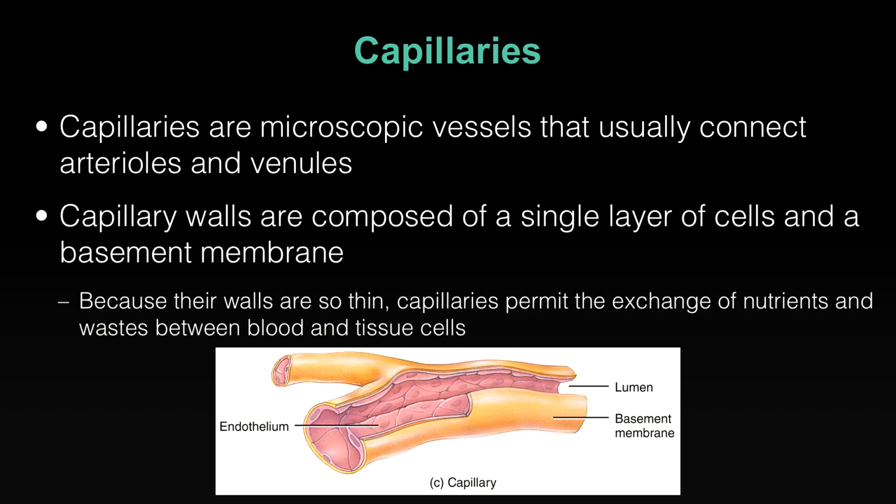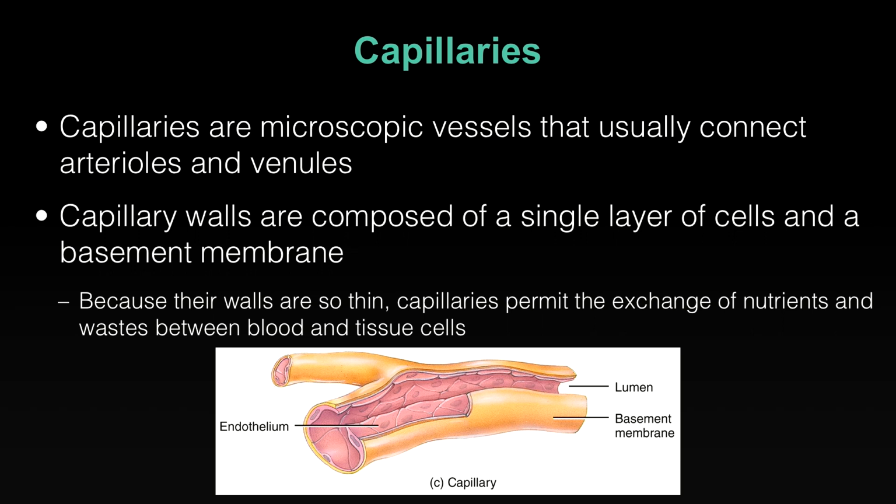And they can only fit in single file, one at a time. So single layer of cells, basement membrane, and it's because they're so thin that they do the job of exchanging substances so well. Arteries and veins with 3 layers. This only has the tunica intima. With 3 layers, and thick layers don't do the job of exchanging substances very well at all. That's the role of the capillaries.